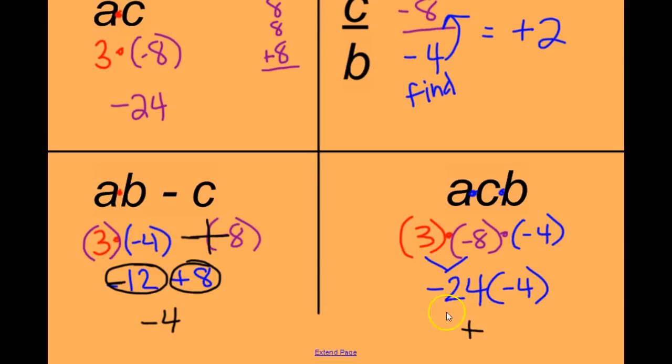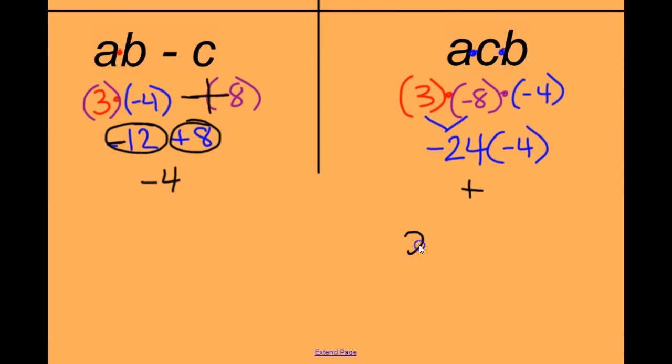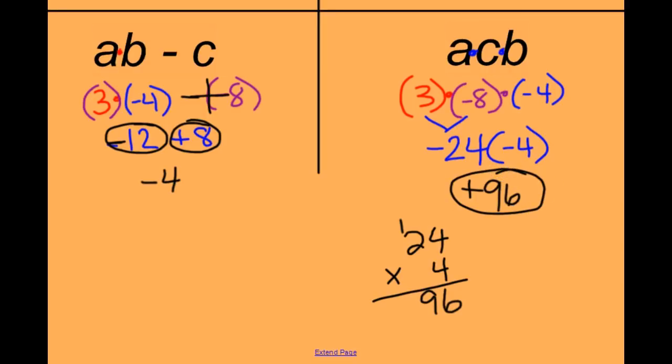24 isn't on our multiplication table, so this is one we might want to write out by hand. 24 times 4. 4 times 4 is 16. 4 times 2 is 8, plus 1 more is 9. So it should be a 96. If you wrote out 24 4 times and just added them up, that's really the same thing. You would have gotten 96.